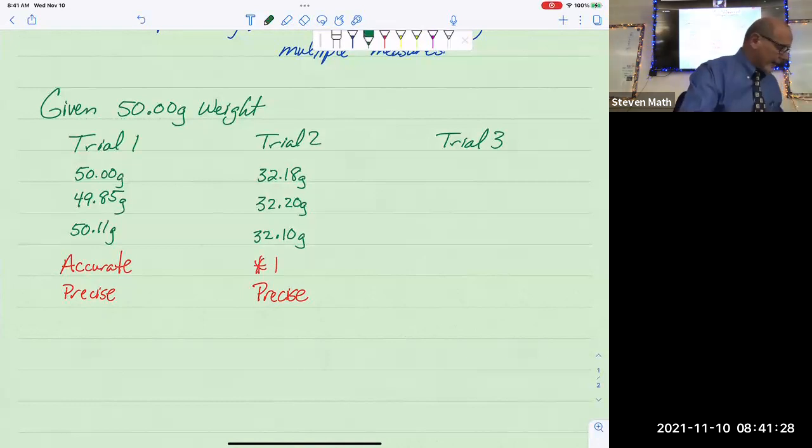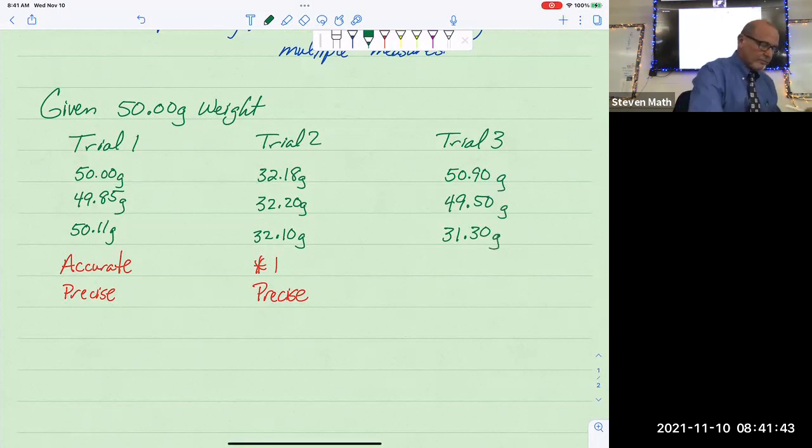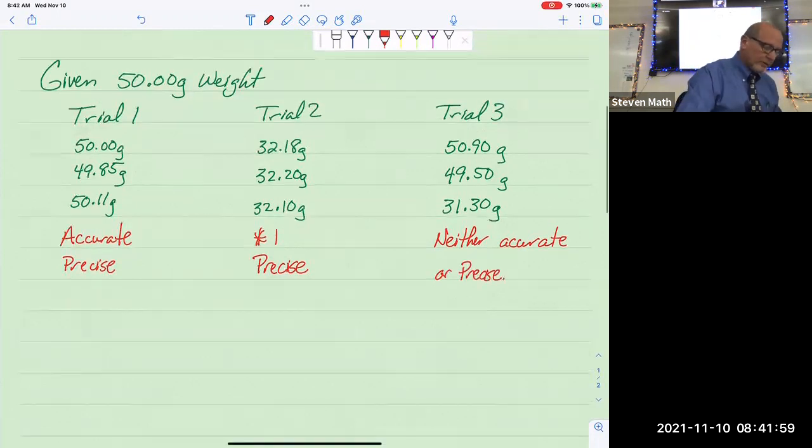Trial number 3 comes around and we mass it out. We get 50.90, 49.50, looking pretty good, 31.30. This one's going to be neither accurate or precise. And of course, you know, there's going to be an asterisk.